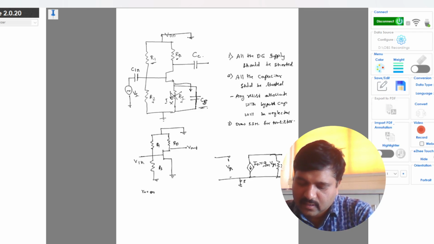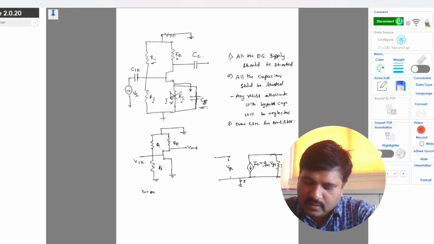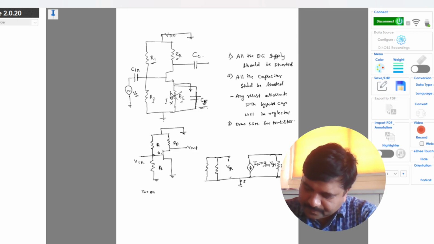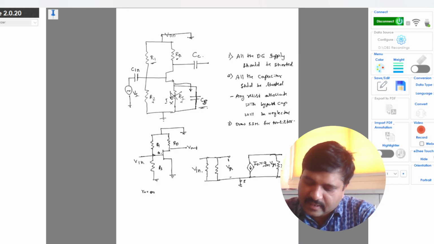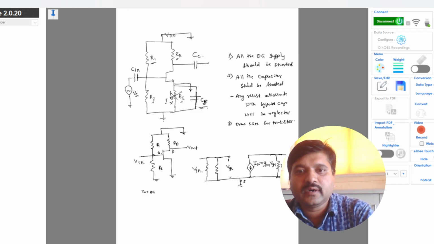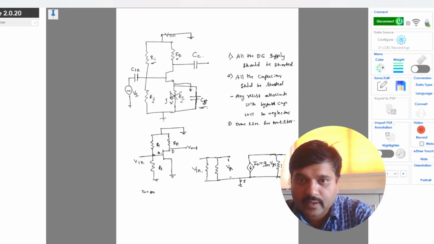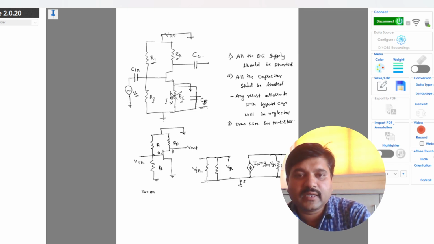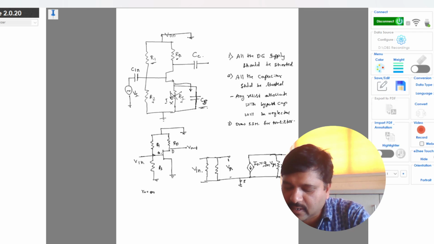Now adding the other network components, that is R1. R1 is connected from gate to ground here. So this becomes R1 and R2 in parallel. So this is Vin, and here RD is connected from drain to ground. So this is RD, which is connected from drain to ground. Okay. So now, to do the AC analysis, that means to find the input impedance, output impedance and gain.